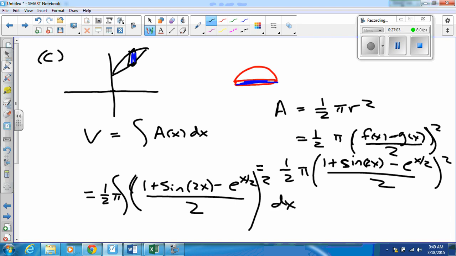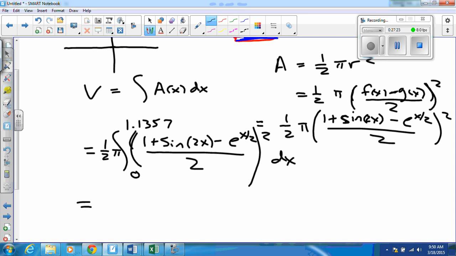Squared. It looks yucky, and so I'm a little intimidated. So you need your limits. What are those limits going to be? 0 to 1.135. Yep.